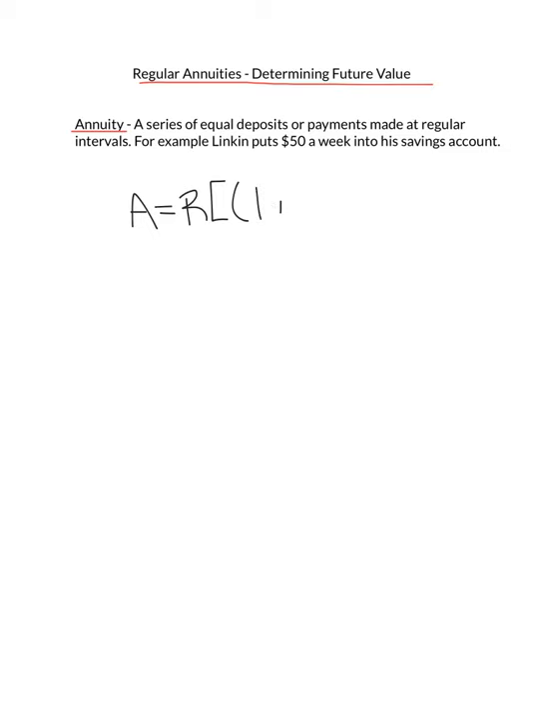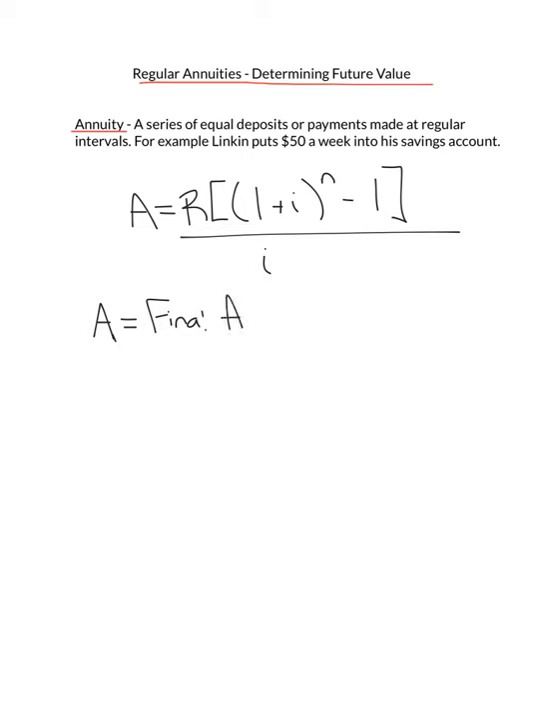First of all, the annuity formula is a little bit more confusing. Nothing crazy, still just some basic math operations going on. We still have a lot of the same variables. Our A is still our final amount, and we can call this future value as well. It's totally up to you guys.